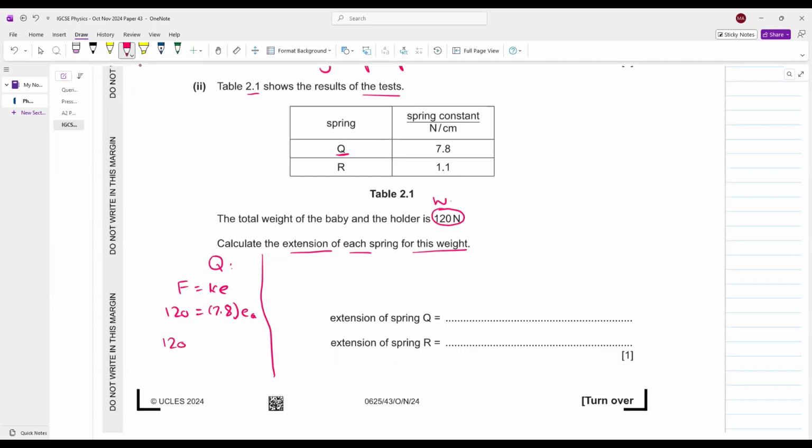Yes. 120 divided by 7.8. What does your extension come out to be? 120 divided by 7.8. 15.4 centimeter is your extension of Q.